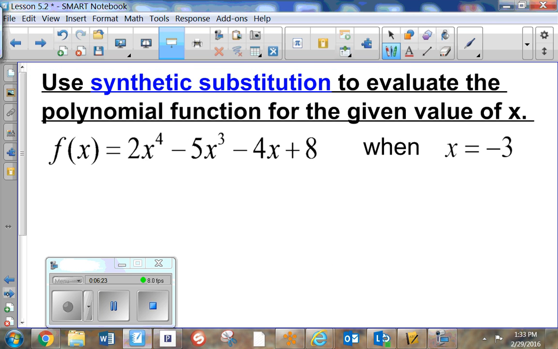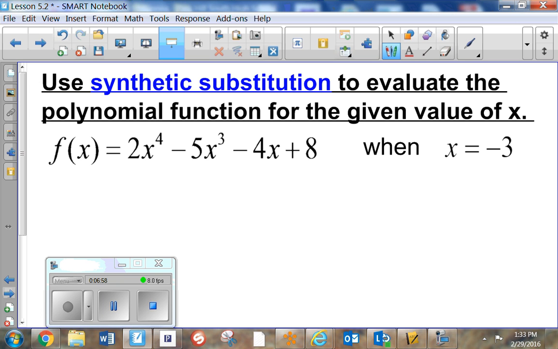Good. Okay, this time, this is the exact same problem, just with more sophisticated verbiage. But it's the same thing. In your book, because you're in Algebra 2, it's going to say, use synthetic substitution to evaluate the polynomial function with a given value of x. It means the same thing. Okay? And that's the same problem even. So we would do that no differently. Stick a -3 in wherever you see an x.